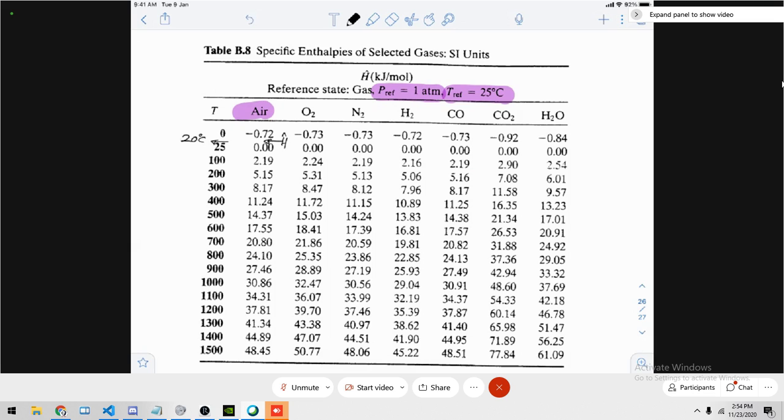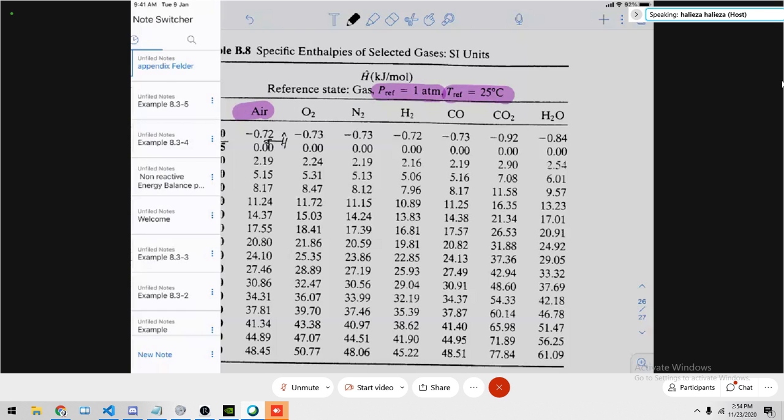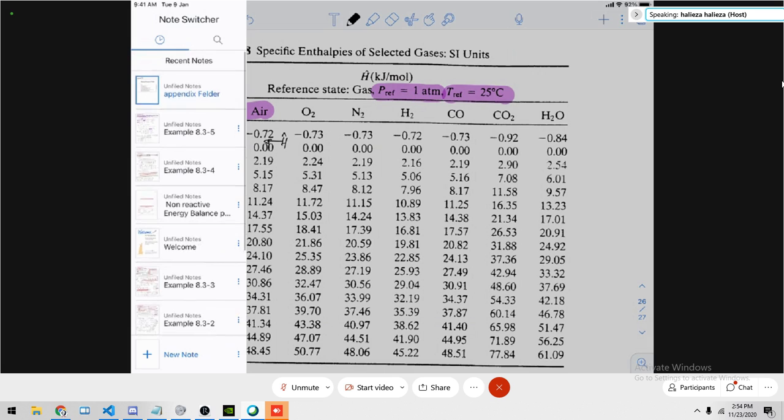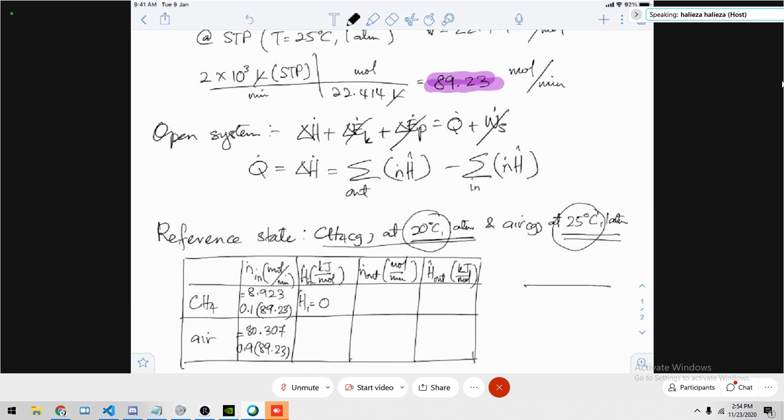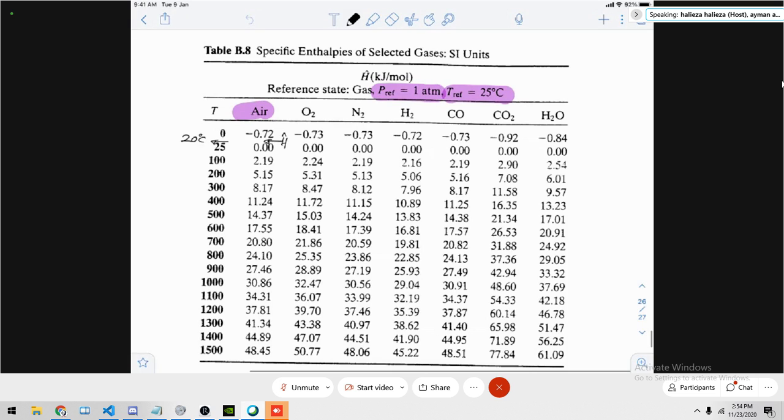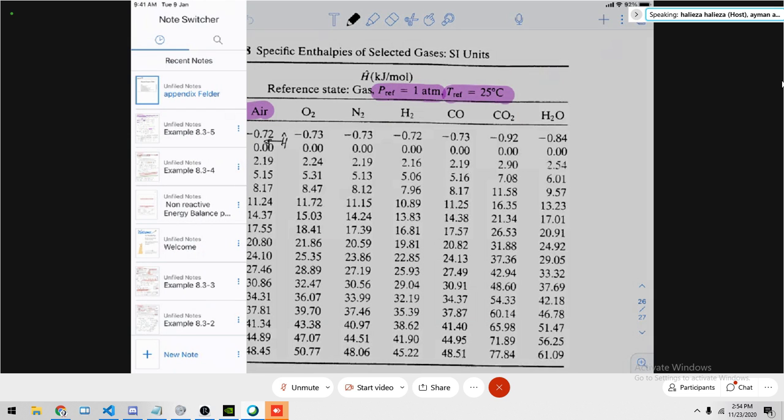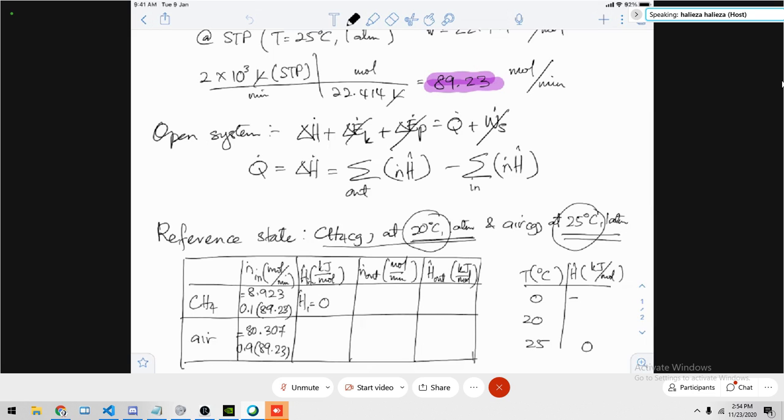You have 0 minus 0.72 at 25 is 0. Let's put it over here. Temperature, degree C, you have 0. You need it at 20 and 25. Your enthalpy, the unit is kilojoules per mole. That is your temperature. Here is 0. This one just now, can you remember? I just forgot. Negative 0.72. Thank you. That is the problem with getting all the negatives.